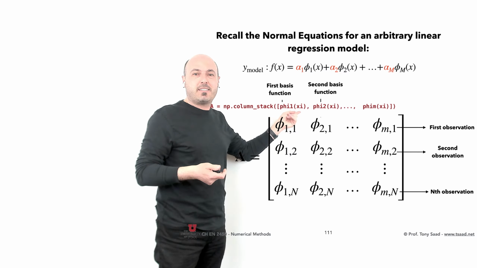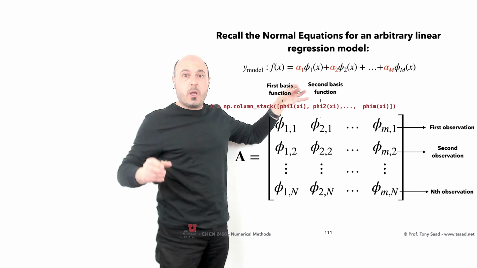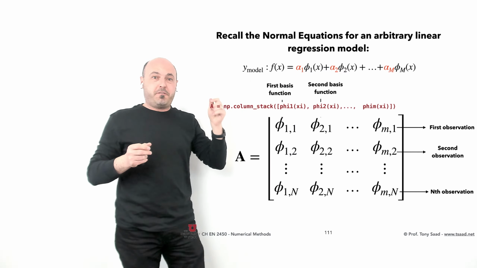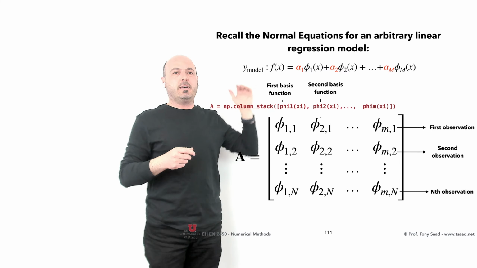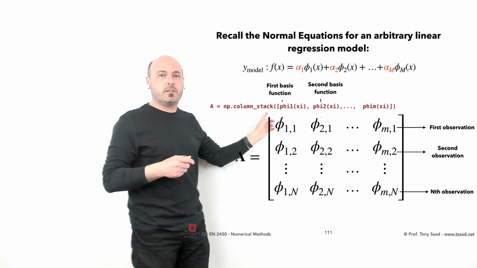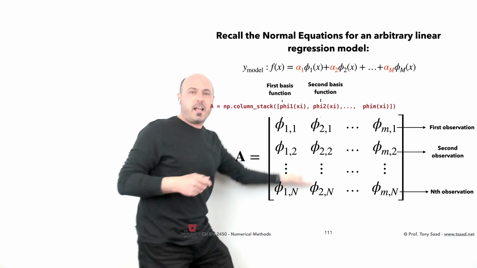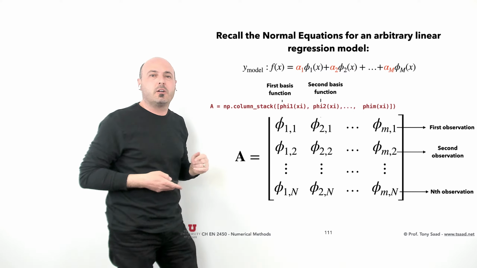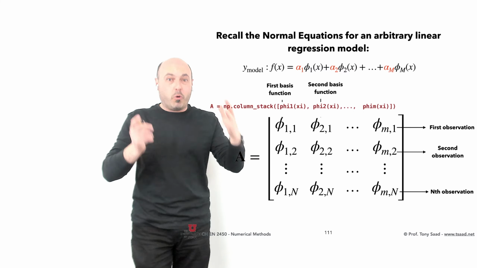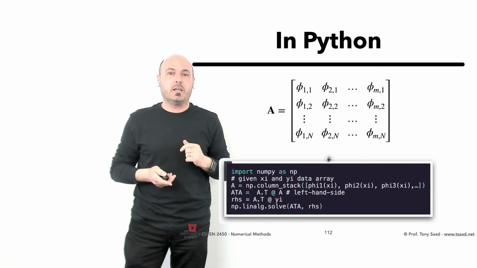So phi1 of xi gives you a one-dimensional array of phi1 evaluated at x1, x2, x3, and so on. So it gives you this first column. Same thing for phi2 and so on. Now to stack them like this, you use a numpy.column_stack, and that's it. So all you need to know are the basis functions, really.